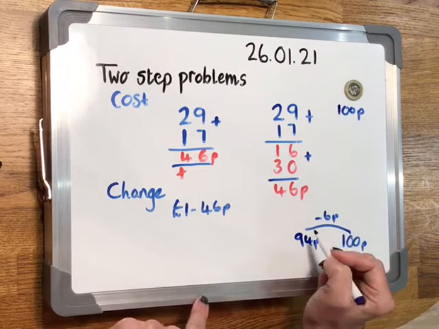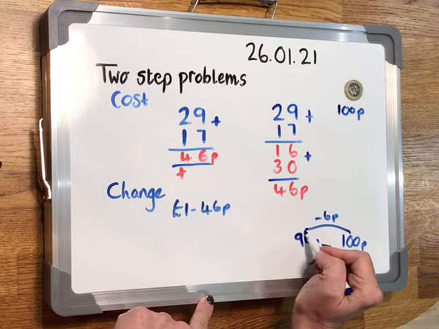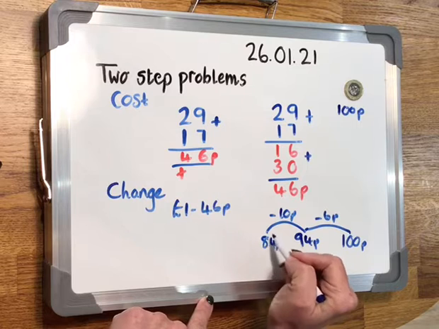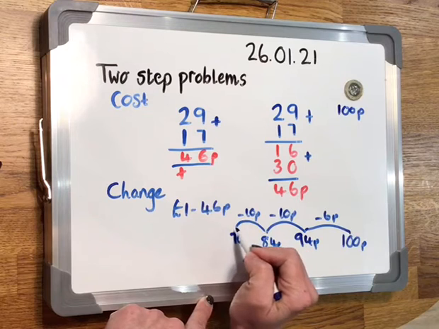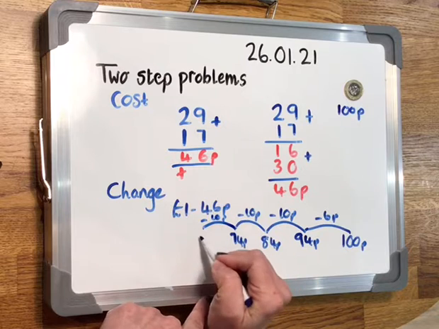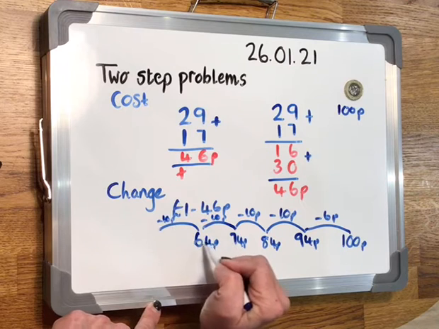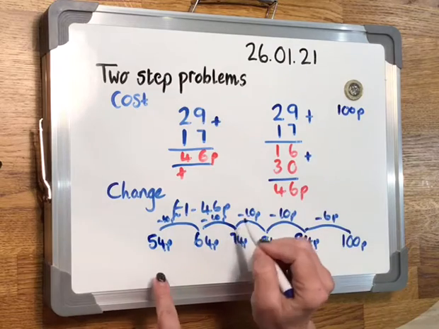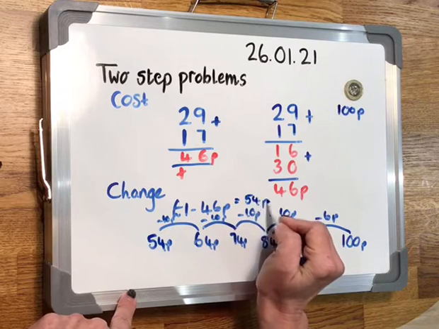And then I'm going to take away my 40. Now, I'll do this in jumps of 10 this time, just to show you. Okay, so I'm going to take away 10p. That gets me to 84p. And then take away another 10p. That gets me to 74p. Then I'm going to take away another 10p. That will get me to 64p. And then I'm going to take away another 10p. 64p take away 10 is 54p. So if I take 46p away from £1, I'm going to get to 54p. I didn't leave myself quite enough room there.